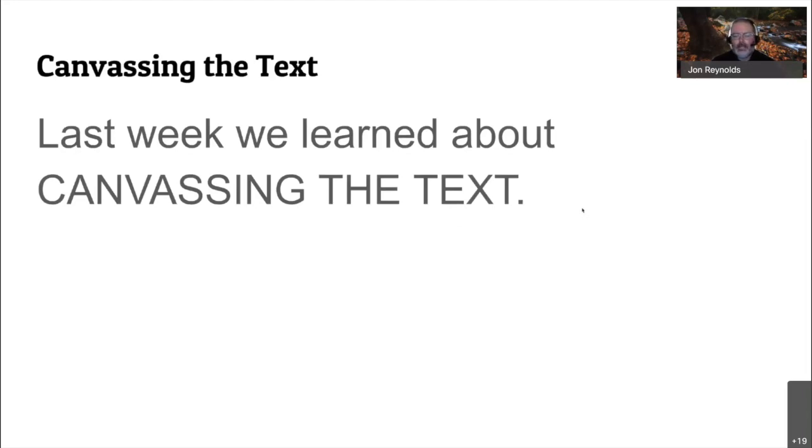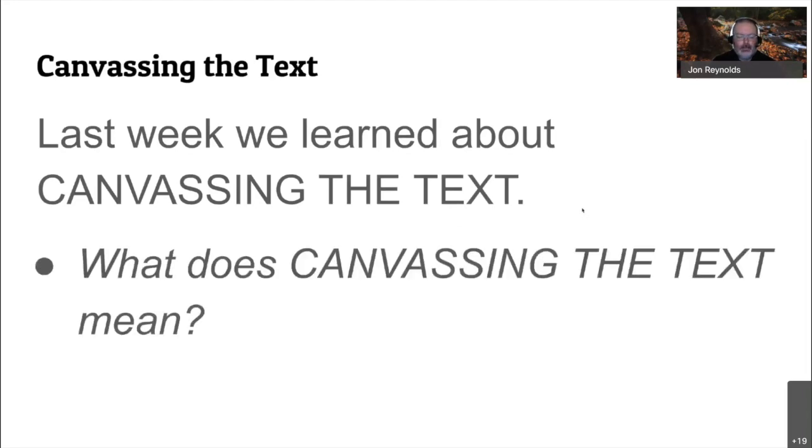Now, first off, can anybody tell me, what does canvassing the text mean? Anybody remember exactly what that means? Can anybody tell me? So think about what we did last week. What does it mean to canvass the text? Anybody?